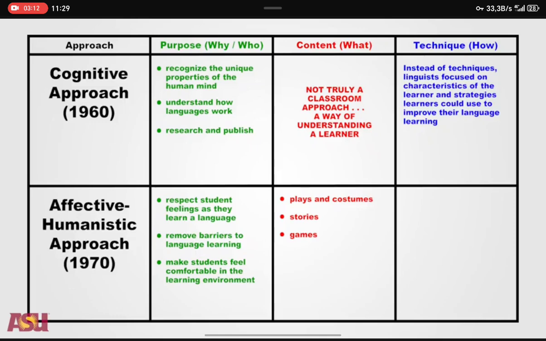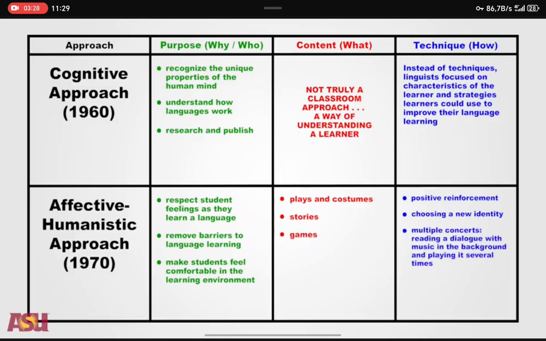Some techniques from this approach included positive reinforcement, having students choose a new identity to get them out of their shells and encourage experimentation in the language, and being spontaneous and creative. Teachers often repeated reading and listening exercises multiple times, each time focusing on different aspects and combining these exercises with music or smells to unlock the subconscious mind. They often had students create, using singing and dancing and games to help students free their minds.